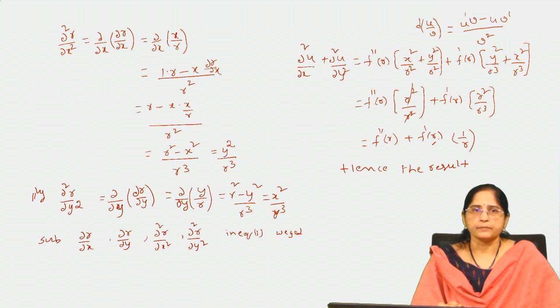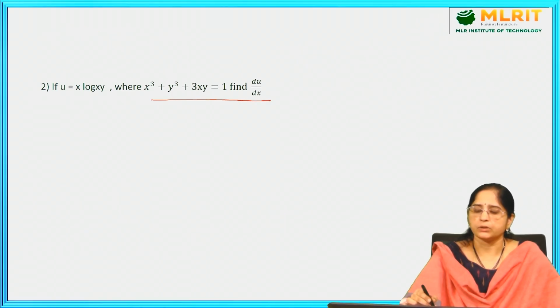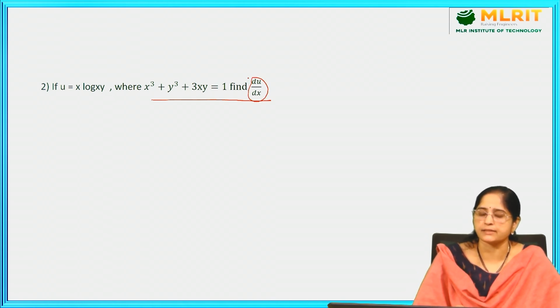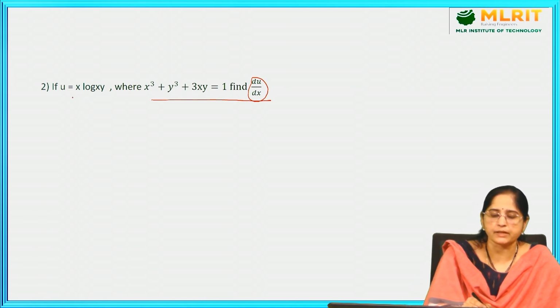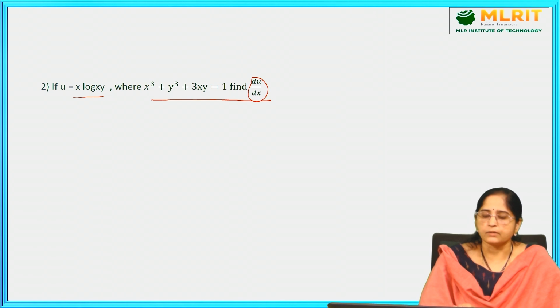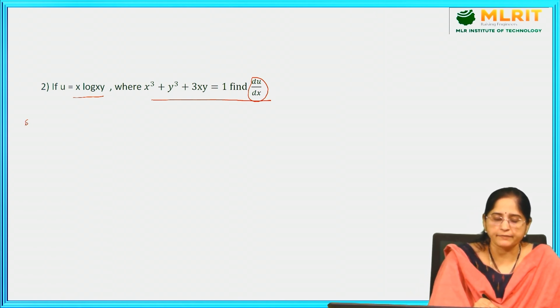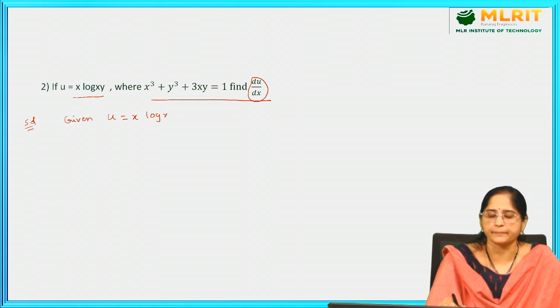We will see one more problem related to the total derivative. Total derivative means we can represent du by dx. But u is not a function of a single variable. u is a function of the two variables x comma y. So for calculating this one, what is given first? Given u equal to x into log xy.